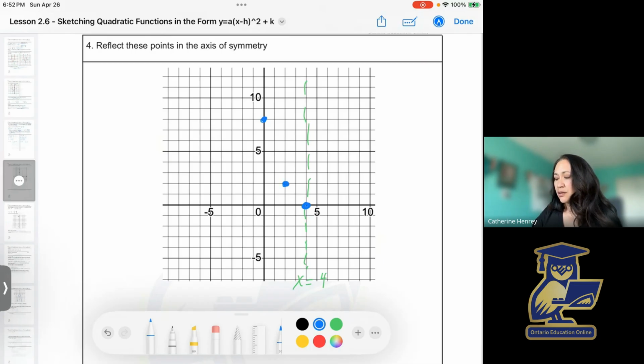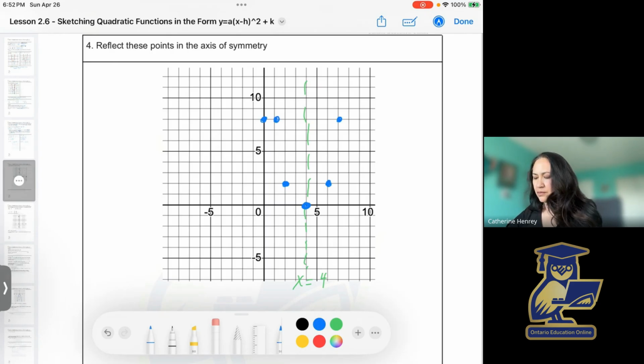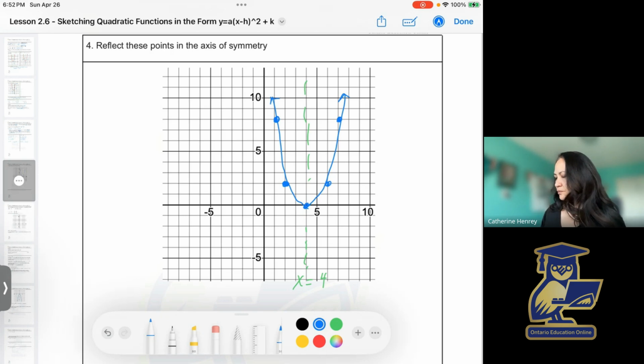Using symmetry, I'm going to plot the points that are a mirror image of these. Oops, missed this one. And then I can graph, oops, graph my parabola. And there you go. All right, let's take a look at another example.